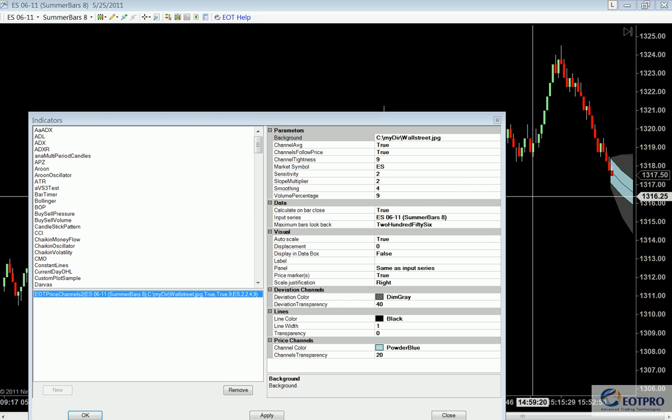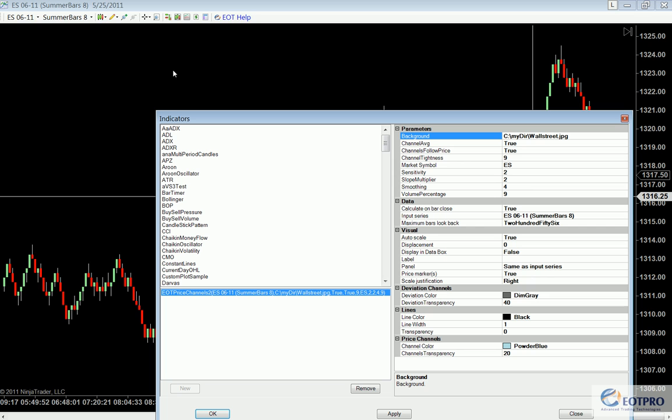Computer, C drive, my directory, and Wall Street. Do I have any pictures in here? No, I don't have anything in there. But it's pretty cool because you can change the background. Let's say you're trading oil. You can have a picture of an oil pump in the background of your chart. Is this something a little bit different we tried to do?